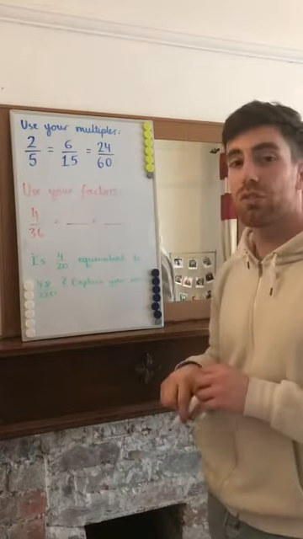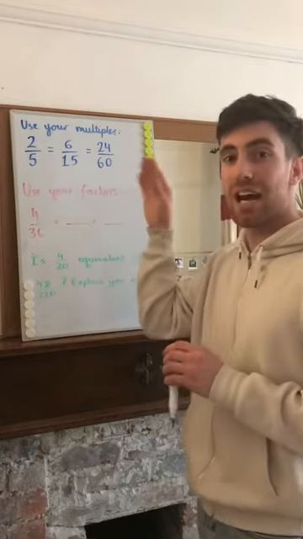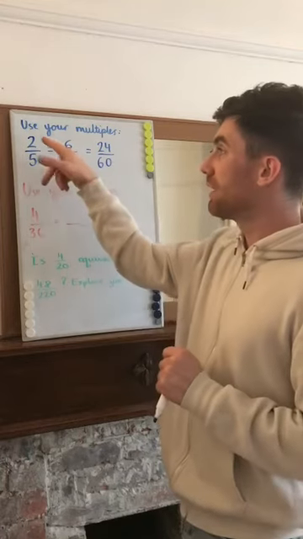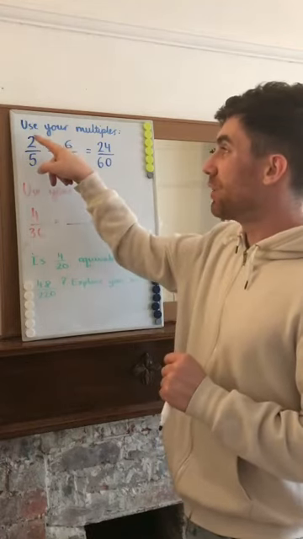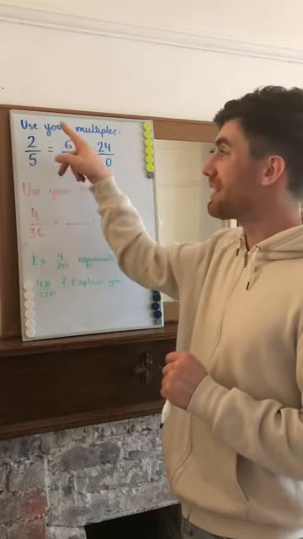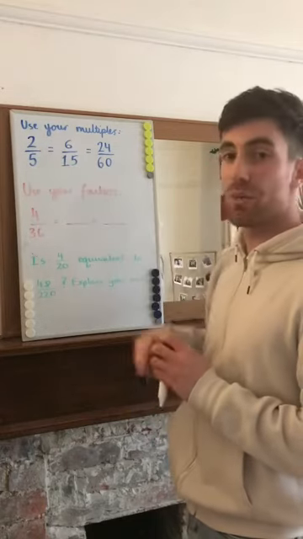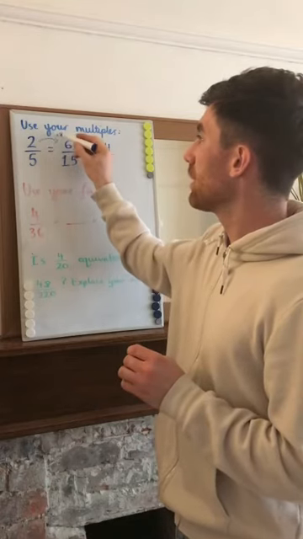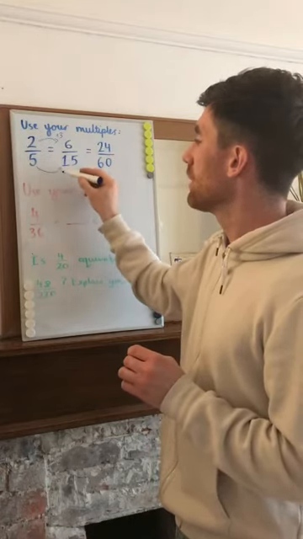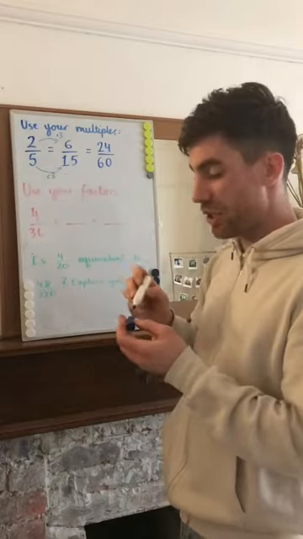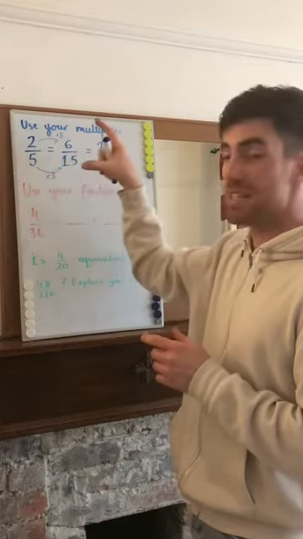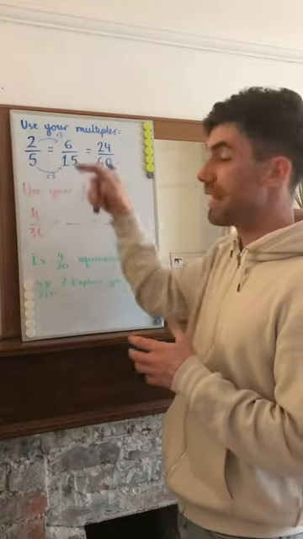Now, you might not have got these exact answers, but you can check if yours were correct just by seeing if the numerator was times by the same number as the denominator. So here I times by 3, here I times by 3. In your answers, as long as these numbers are the same and they work, then that is a correct answer.